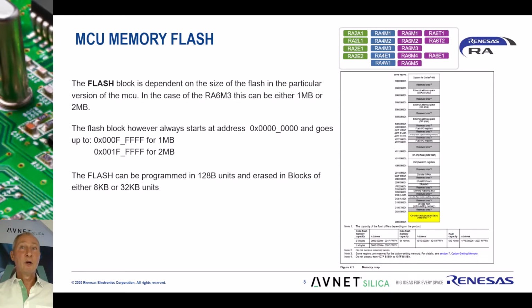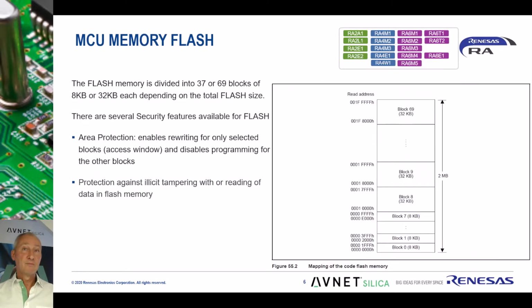The flash block is dependent on the size of the flash in the particular version of the MCU. In this case, the RA6M3 can be either 1 MB or 2 MB of flash. The flash can be programmed in 128 bits units and erased in 8 KB or 32 KB units. The flash memory is divided into 37 or 69 blocks of either 8 or 32 KB, depending on the total flash size. And there are several security features available for flash, such as area protection, which enables rewriting for selected blocks only and disables programming for other blocks, and also protection against illicit tampering with or reading of data in flash memory.